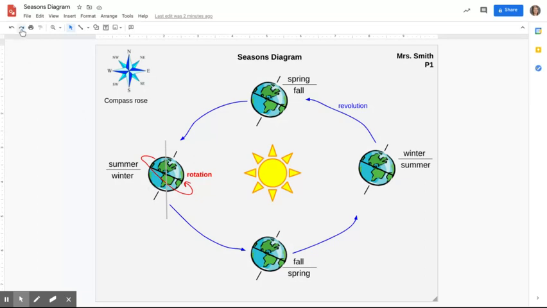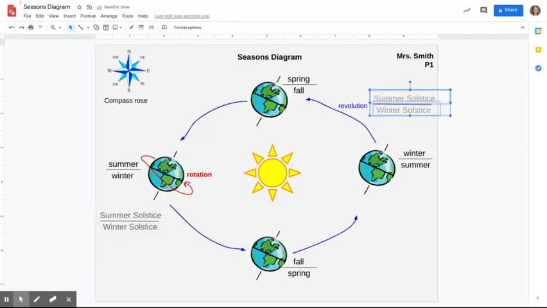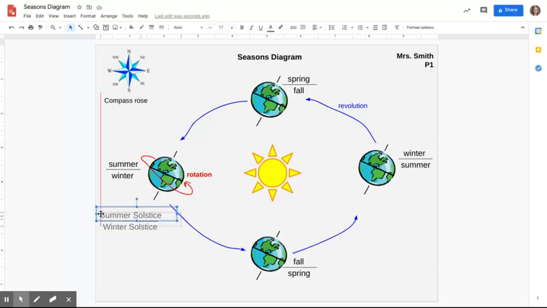And we just call those our summer and winter solstice. So summer solstice will be in the northern hemisphere in this diagram, and our winter solstice will be in the bottom hemisphere. So at this time, go ahead and label those words.